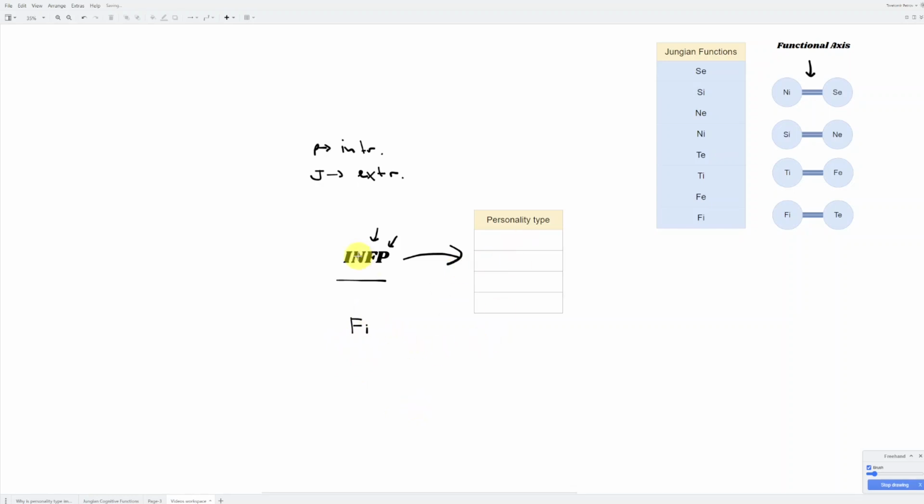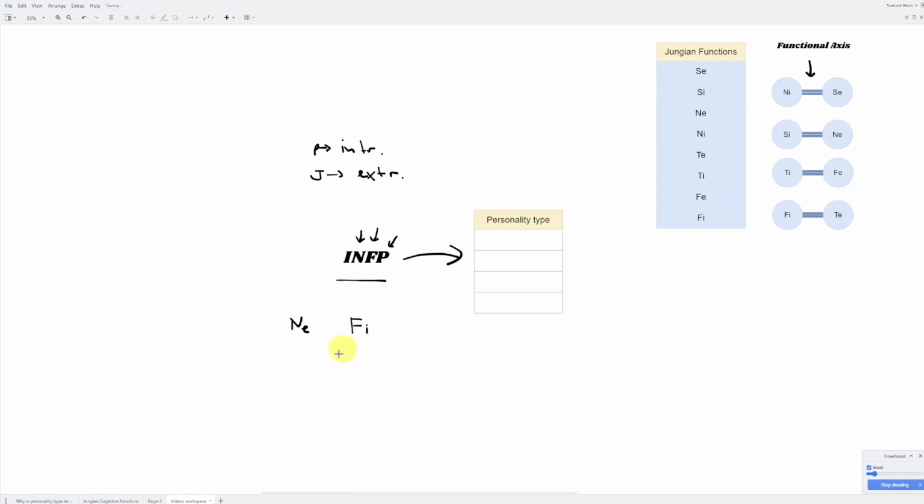We need one more function. For the other function, you look at the second letter, N. It means the function is going to be an intuitive one. Now how do you know what the orientation of the function is? Well, we know there is a rule that for the first 2 functions of your personality, if one of your functions is introverted, the other has to be extroverted. So this one has to be extroverted.